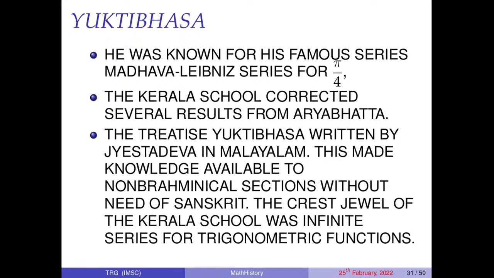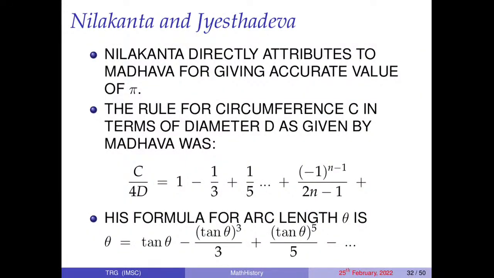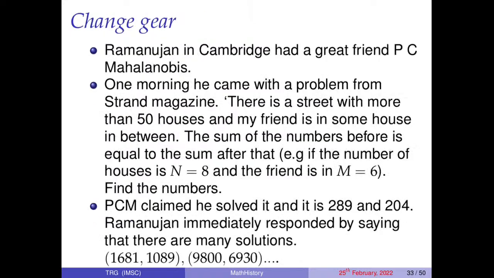The crest jewel of the Kerala school was infinite series. He was able to consider infinite series for trigonometric functions. So Nilakanta directly attributes to Madhava the accurate value of pi, not an approximation, as an infinite series. The rule for circumference C in terms of diameter d is given by this formula. He had also written down the formula for theta in terms of tan theta minus tan cubed theta, and so on. These formulas are used nowadays in Maclaurin series, the various series in calculus books. They were given by Madhava in 1350. That's a very remarkable achievement at that time.